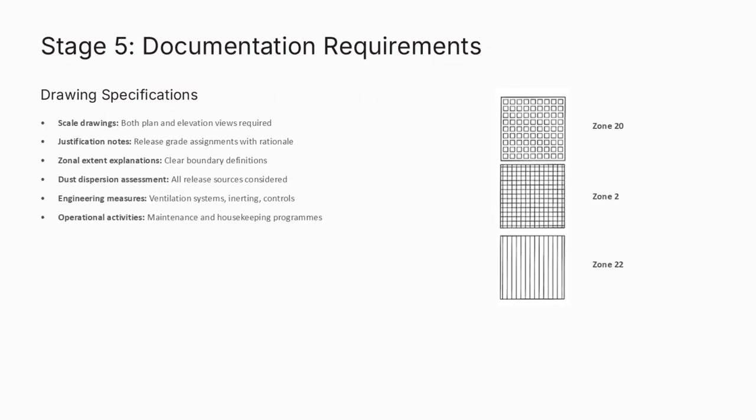Record, document, and review. The drawings have to be to scale, and you have to produce a plan and side elevations. Typical drawings show zone 20, 21, 22 on the right. Notes to accompany the drawings should include justification for assigned release grades, explanation of why the zones are a certain size, assessment of dust dispersion from all release sources, what engineering measures are in place, ventilation, inerting, etc. What are your operational and maintenance activities, and do you have housekeeping programs in place?